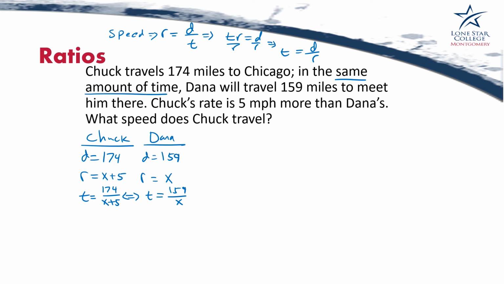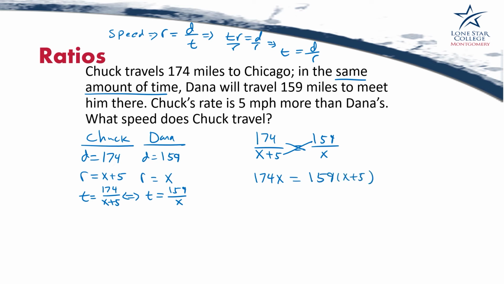Because their times are the same, that means the two times can be set equal to each other. So we can say that 174 over X plus 5 is equal to 159 over X. So we now have a ratio question. To solve this, we can cross multiply: 174 times X equals 159 times X plus 5.